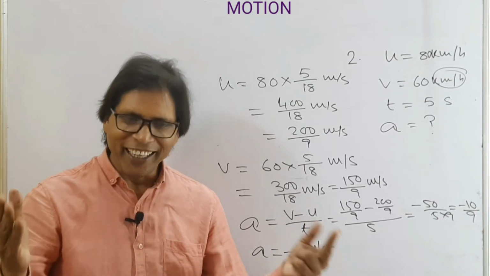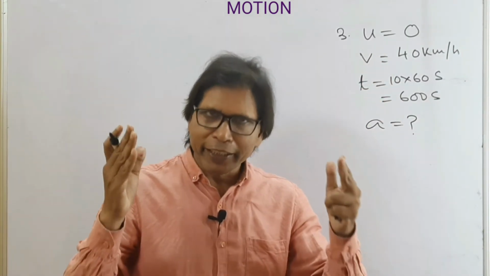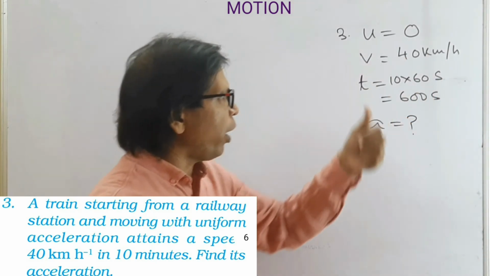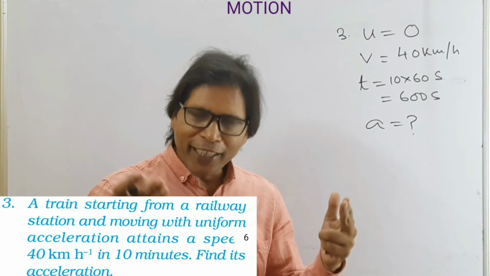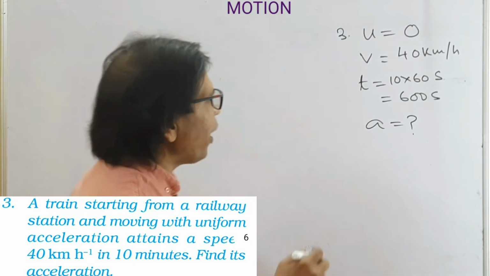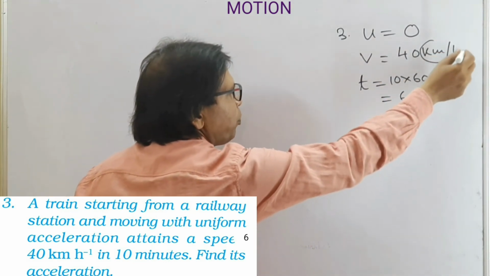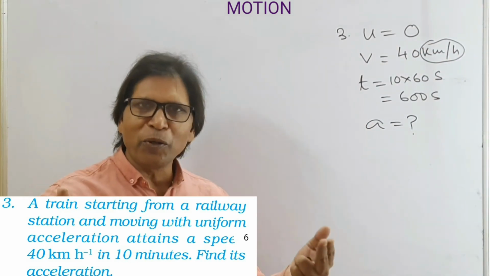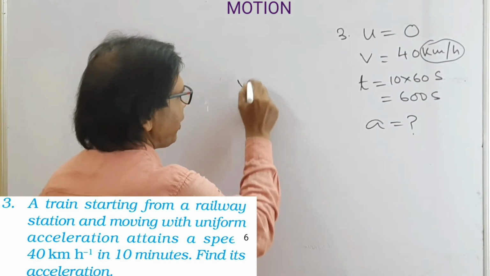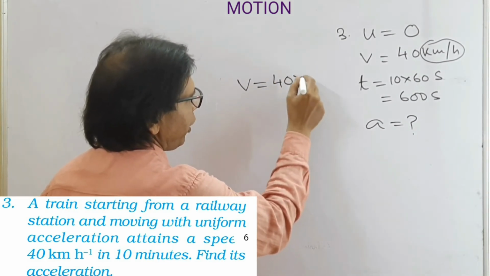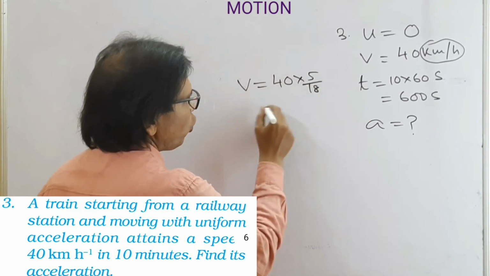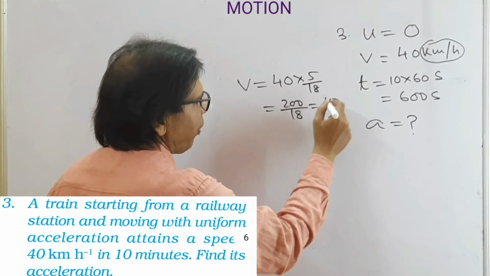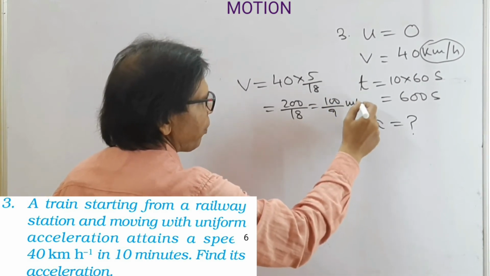Okay. Now next, look at this. A train starts from a station and gains velocity 40 km per hour in 10 minutes. Find the acceleration of the train. First of all, the velocity v is 40 km per hour. So kilometer per hour should be converted into meter per second. So v equals 40 into 5 by 18. So this is 200 by 18, so this is 100 by 9 meter per second.